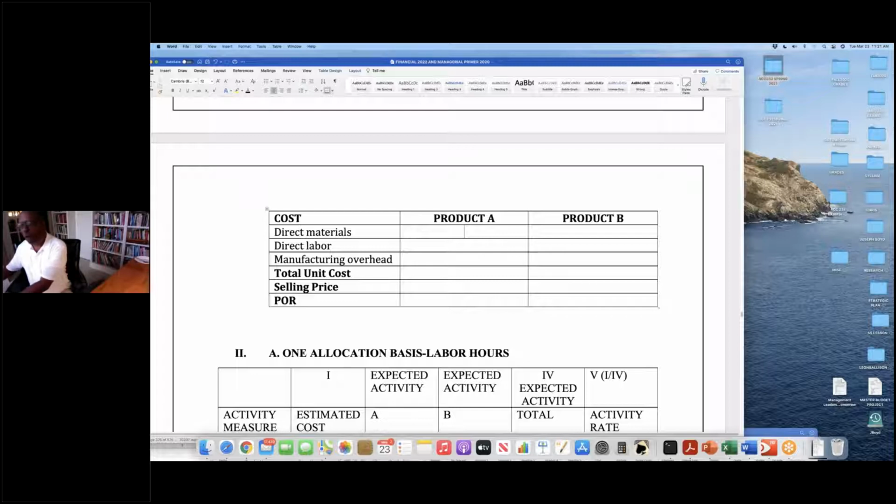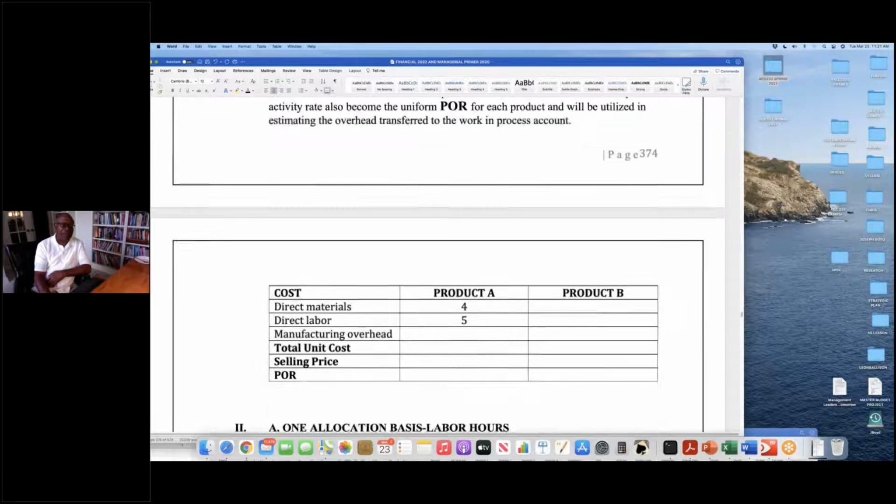All right, are you ready for the answers? Product A, how much is the direct materials? $4. Direct labor, $5. Overhead, so the overhead for product A is 0.30.